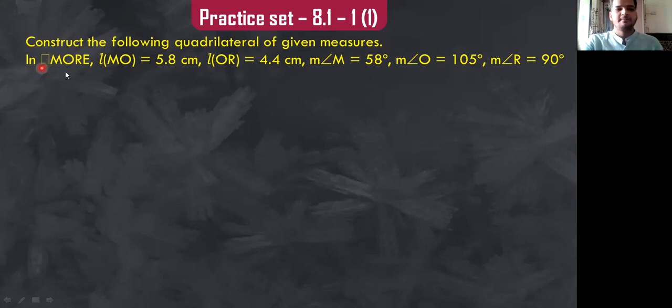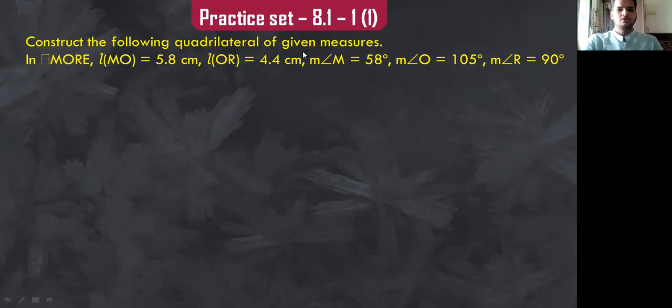In quadrilateral MORE, length of MO, L stands for length. Length of segment MO is 5.8 centimeters. Length of segment OR is 4.4 centimeters, comma, measure. This small m stands for measure. Measure of angle M is 58 degrees. Measure of angle O is 105 degrees. And measure of angle R is 90 degrees. Correct?